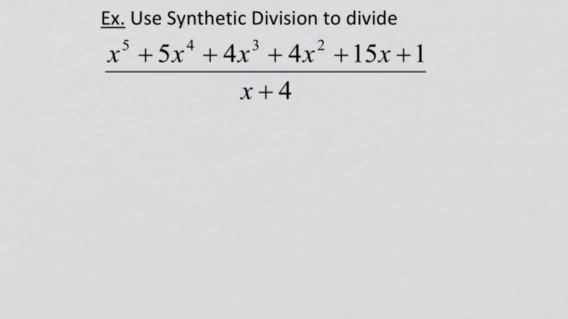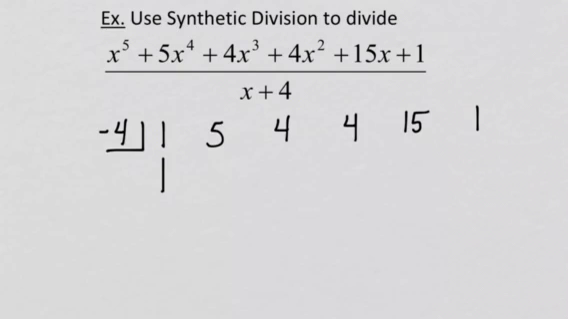When we set up the problem, in using synthetic division, we'll do a backwards L shape, which I'll call the box, and I'll put negative 4 in this box. So we use the value x plus 4. We'll use the opposite of what it appears, so negative 4. The numbers that go off to the side are the coefficients of the numerator. So we'll use the numbers 1, 5, 4, 4, 15, and 1.